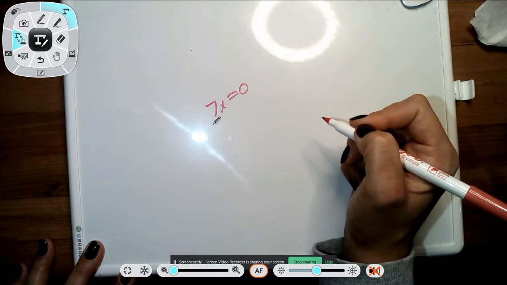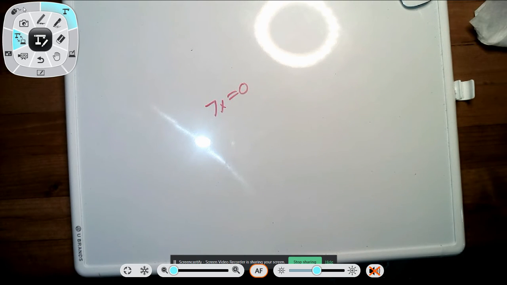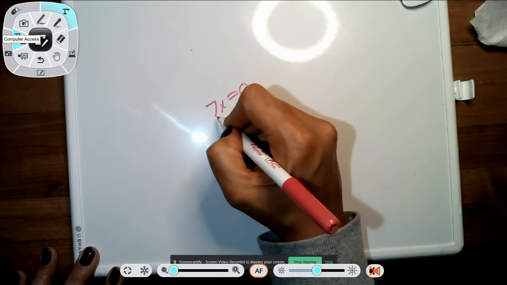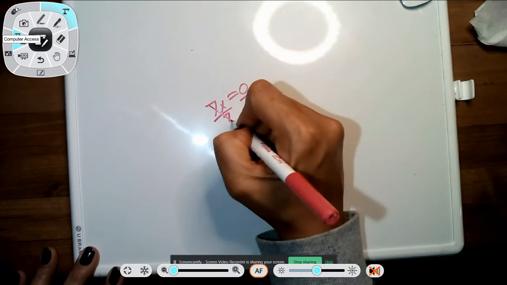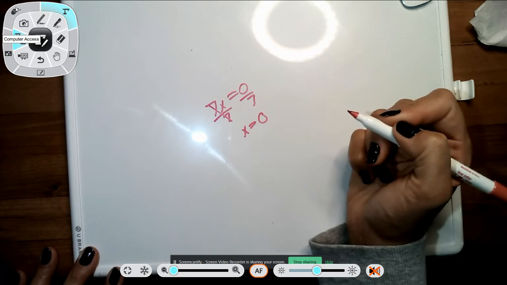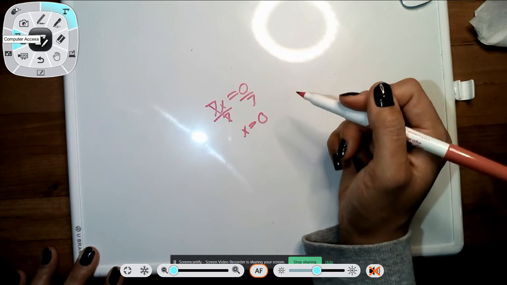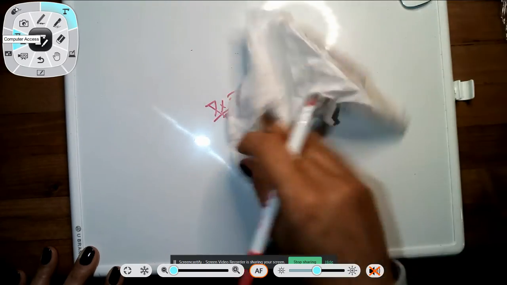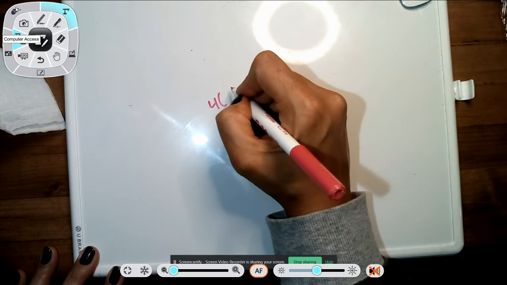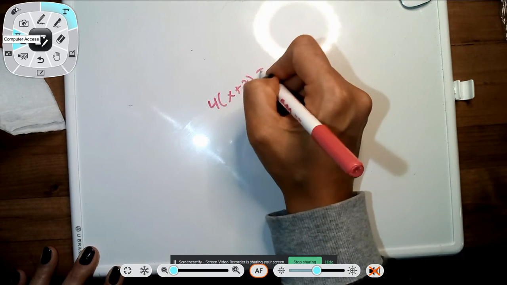7x equals 0. So this is 7 times something equals 0. If I were to divide on both sides, my 7s would cancel. 0 divided by 7 gives me 0. Okay. If I take a look at, we have 4 times x plus 2 equals 0.